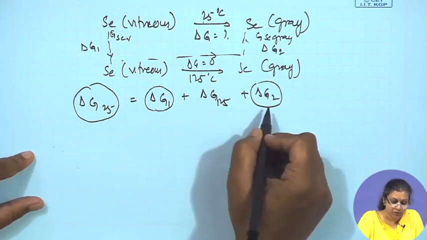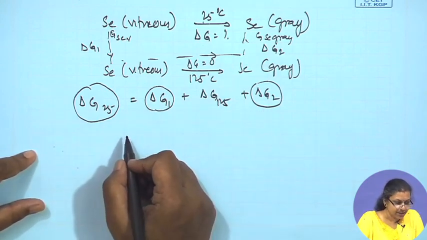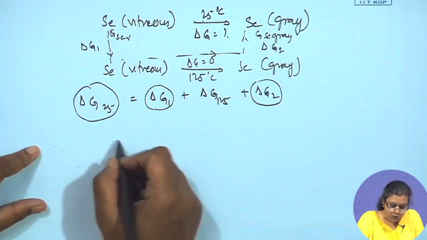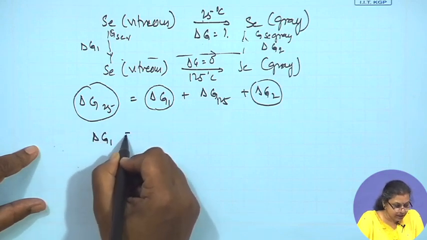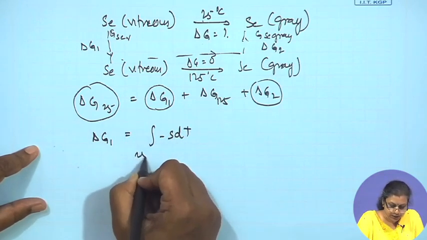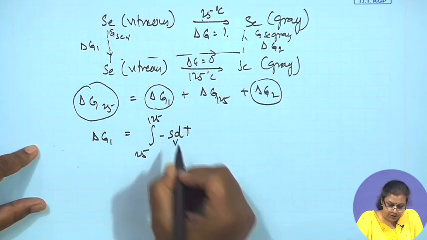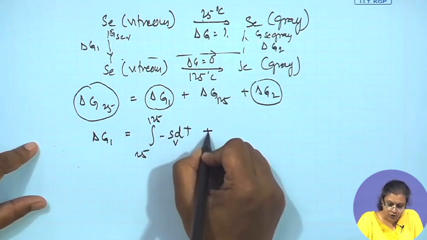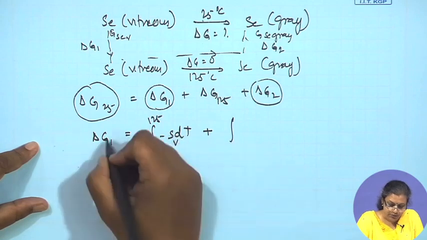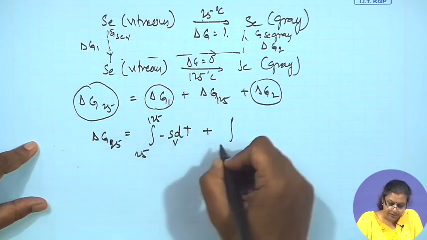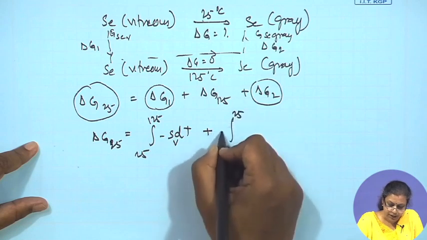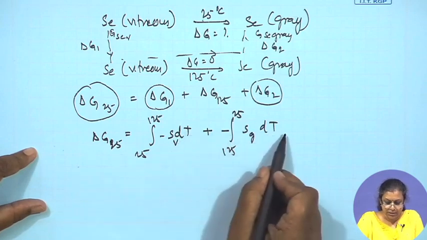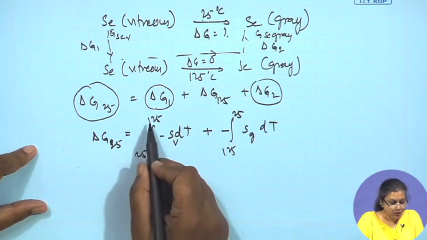What are the data I have for finding these two out? The data which I have is the entropy of transition data. So, from the entropy of transition data, what do I know? I know delta G1 equals minus integral of S dT from 25 to 125. This is for the vitreous case, and since it occurs under constant pressure, this is just the entropy change. And delta G2 is from 125 to 25, again minus integral of S for the grey variety dT. You know the changes in T, and you know S_V and S_g, which are independent of temperature.